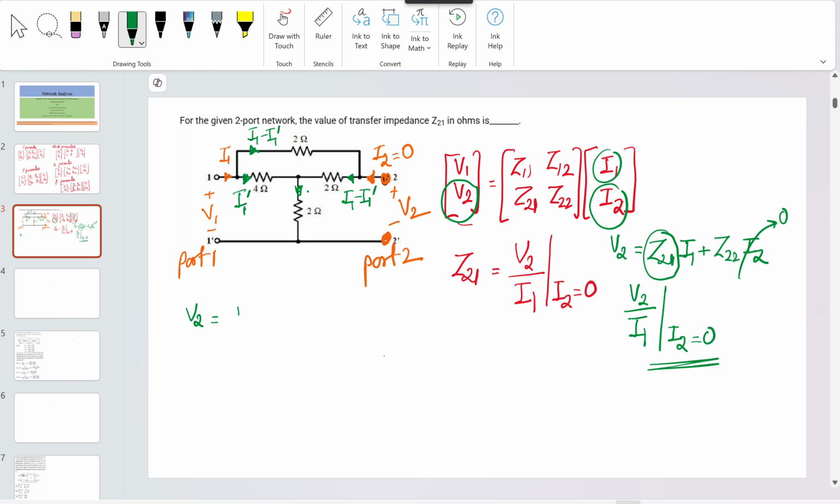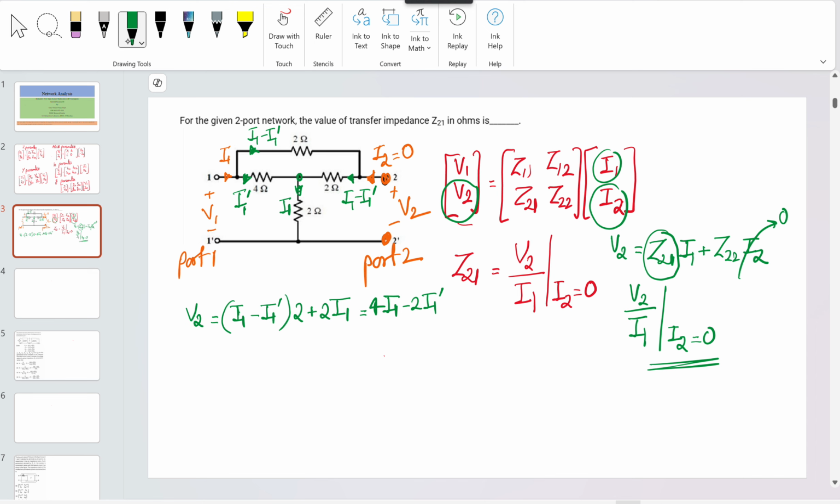because here if you add both the currents and apply the KCL, I1 will flow into this. So V2 will be equal to (I1 minus I1 dash) multiplied by 2, plus 2 times I1 here. It could be written as 4 times I1 minus 2 times I1 dash.